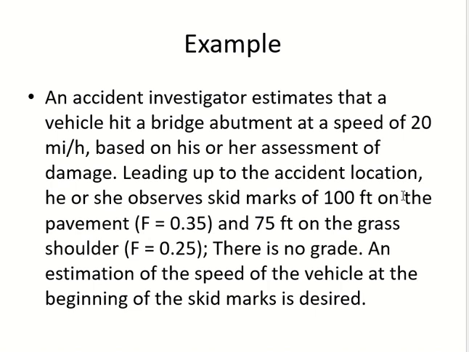There is no gradient involved, and we have to find out the speed of the vehicle at the beginning of the skid mark. Meaning, when he applied the brake, what was the initial speed at that moment? When he pushed the brake, he covered 100 feet on the pavement, and then he went from the pavement to the shoulder. Do I know the initial speed when he applied the brake? No, I have to find out.